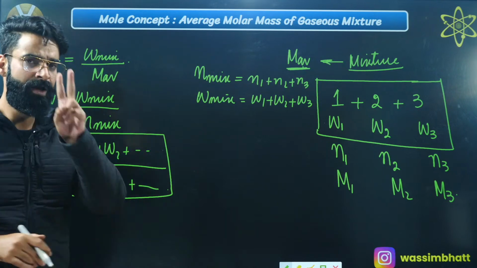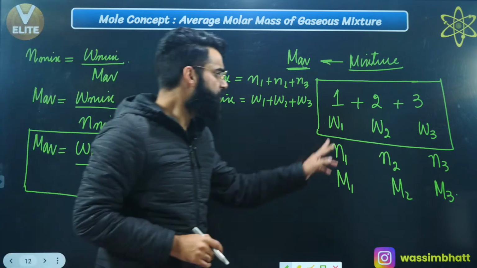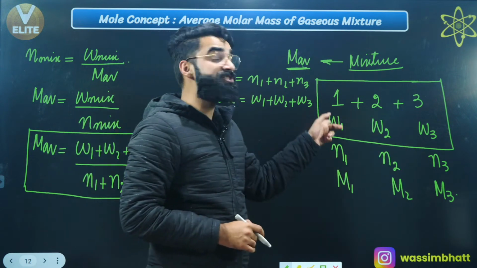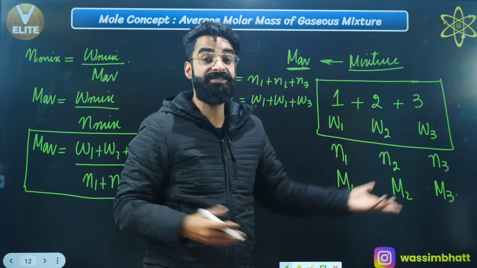Point number 1. Point number 2. Let's assume you are not given these individual masses. Let's assume the mass of gas 1 in the container, the mass of gas 2, and the mass of gas 3 are not given to you.